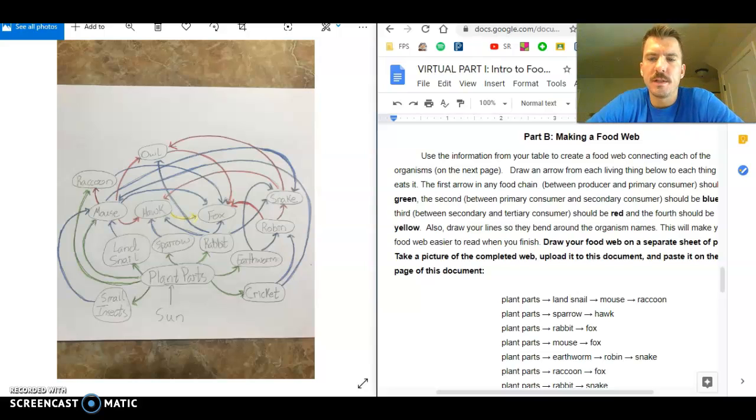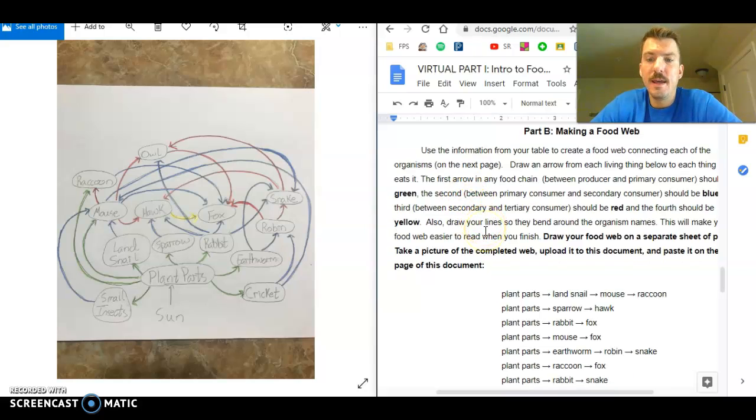This video serves as feedback for the last part of the Introduction to Food Webs assignment, Part B, Making a Food Web. So the instructions are actually pretty clear in terms of what you're supposed to mark, but it does come with an understanding that you know what producer, primary consumer, secondary consumer, tertiary consumer are.